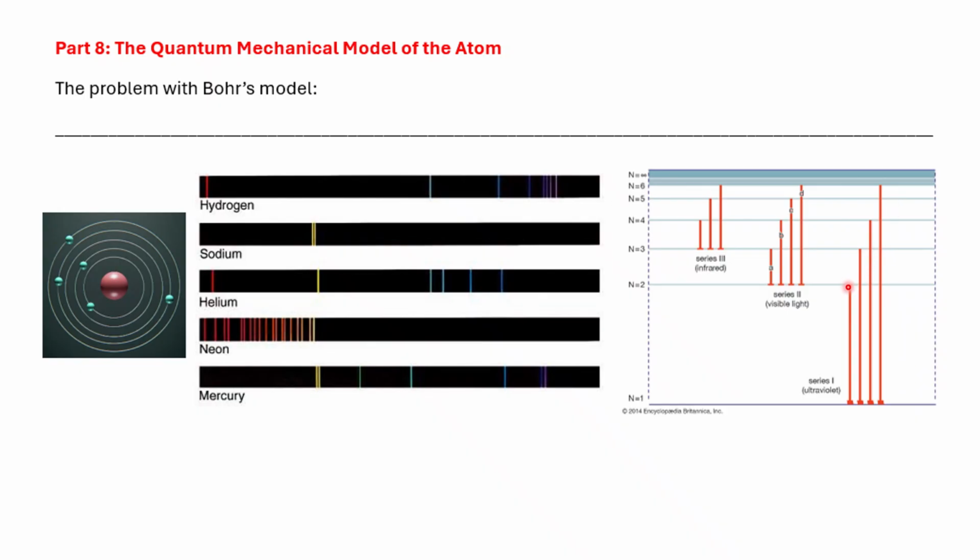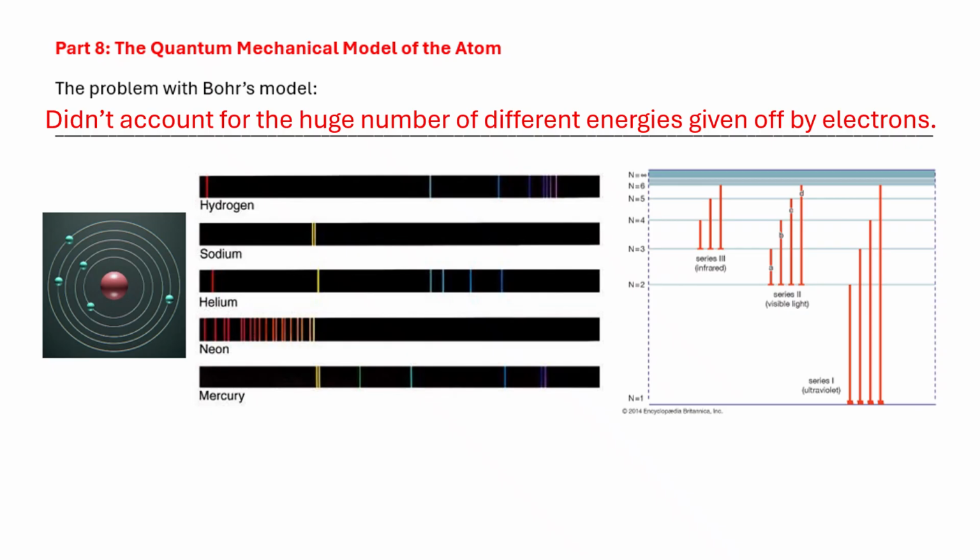So what that means is an electron falling from 2 down to 1 is a much bigger energy drop, and therefore a much bigger energy of light, than if you were falling from like 4 down to 3, which is actually a pretty small drop. So you might get infrared light given off as an electron drops from 4 to 3, but ultraviolet light as it falls from 2 down to 1. So there is more than just this simple model shows, but it still does not explain the huge number of different energies given off by electrons as they fall back down to their ground states.